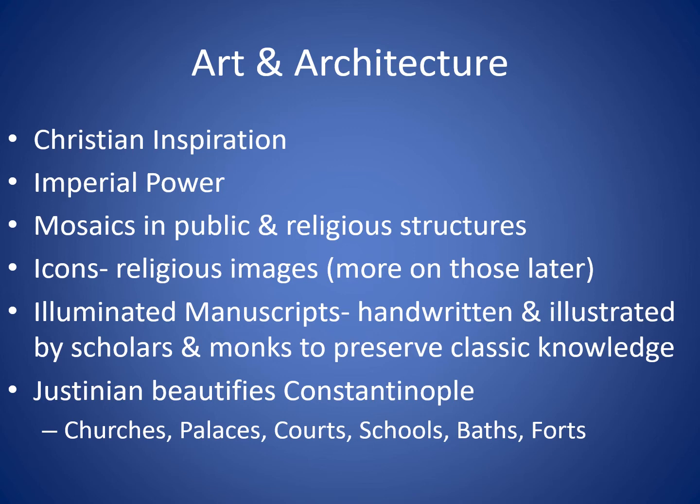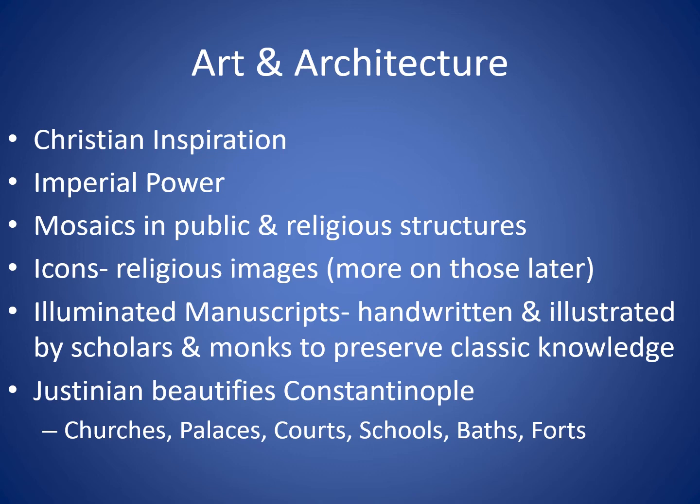We will also see Emperor Justinian beautify Constantinople. He builds churches, palaces, courthouses, schools, baths, and of course, new fortresses. He wants people to come to check out Constantinople, knowing that this brings in more trade. And of course, if you're in Constantinople, you would tax people for trading there, and it enriches your city and your empire.